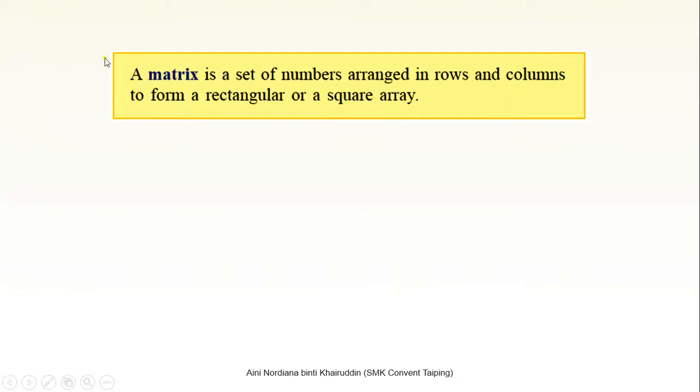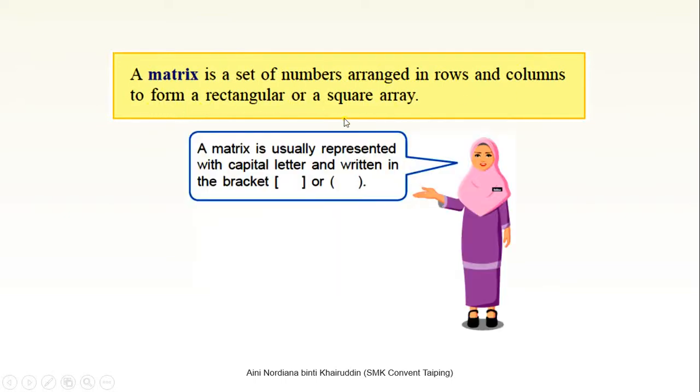Okay, a matrix is a set of numbers arranged in rows and columns to form a rectangular or square array. A matrix is usually represented with a capital letter and written in brackets. So these are the two types of brackets.